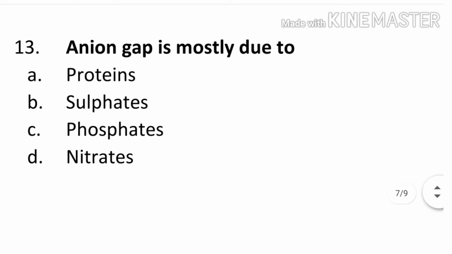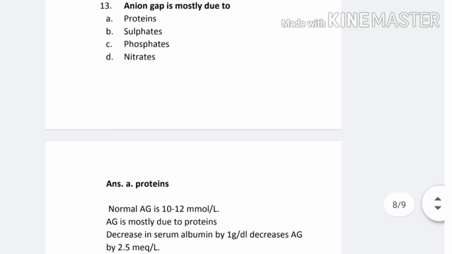Question number 13. Anion gap is mostly due to option A proteins, B sulfates, C phosphates, D nitrates. The correct answer is A proteins. Normal anion gap is 10 to 12 millimole per liter. Anion gap is mostly due to proteins. A decrease in serum albumin by 1 gram per deciliter decreases anion gap by 2.5 milliequivalent per liter.